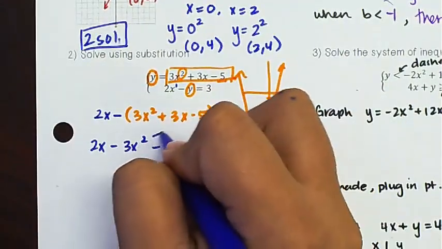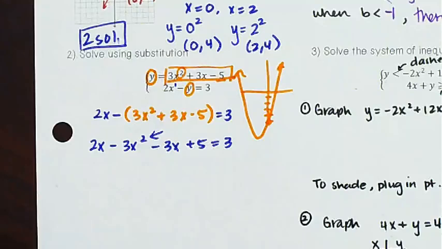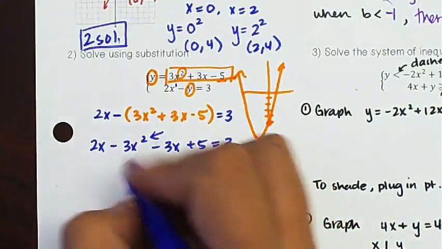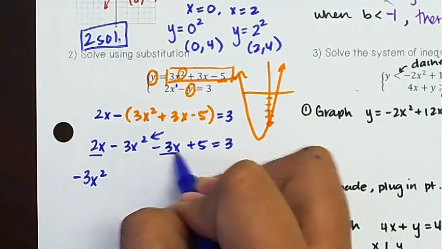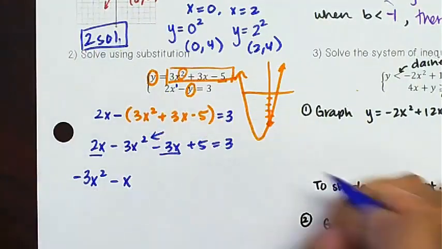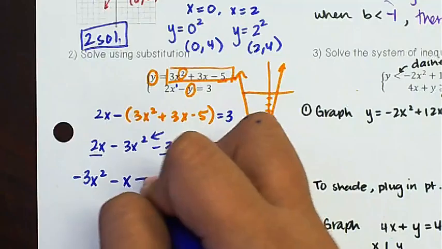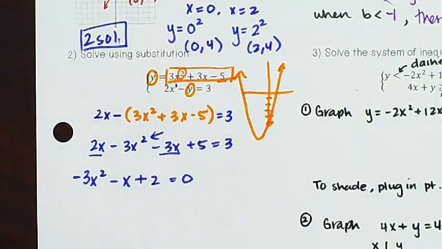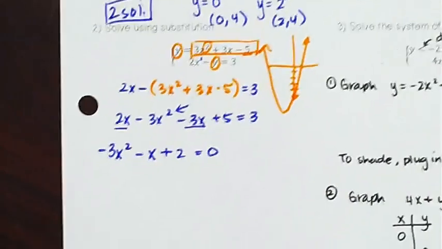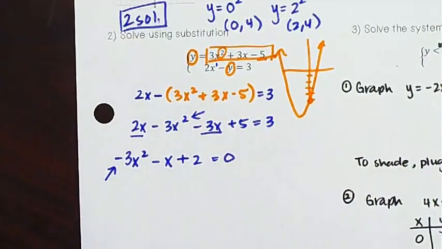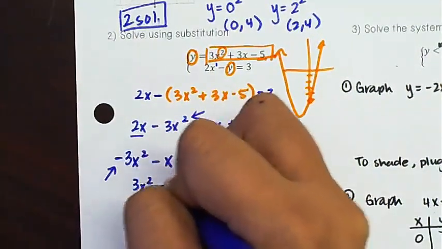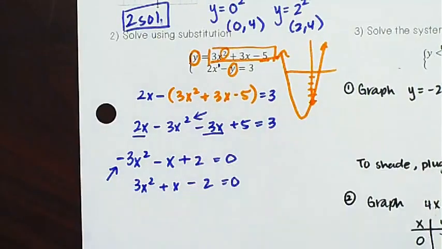Then because I see a squared, I'm going to try to set it equal to 0, factor and solve. So I have negative 3x squared, 2x minus 3x is -x, and then 5 minus 3 is 2. At this point, I'm going to try to factor. But you cannot factor if there's a negative in front. So I'm going to divide both sides by a negative. So that'll give 3x squared plus x minus 2 equals 0.